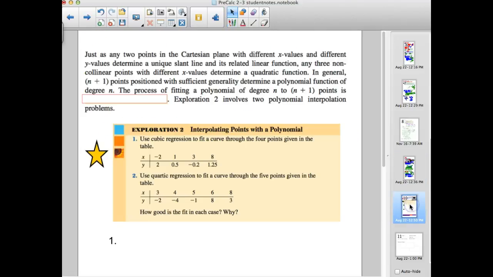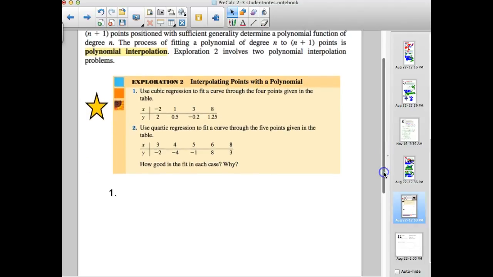All right. Then our last piece, we are looking at some other types of regression equations. It says, just as any 2 points in the Cartesian plane with different x values and different y values determine a unique slant line and its related linear function, any 3 non-collinear points with different x values can determine a quadratic function. In general, if you have n plus 1 points positioned sufficiently generally, they determine a polynomial function of degree n. In other words, if you want a 4th power function, you would have to know 5 points. All right, you always need 1 point more than the degree you're looking for. The process of this is called polynomial interpolation, and we're going to try 2 different ones.